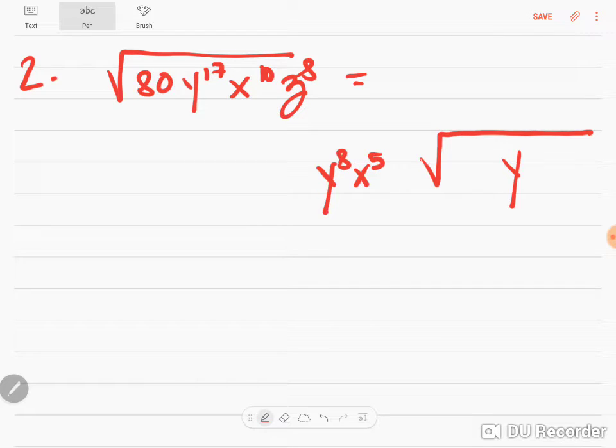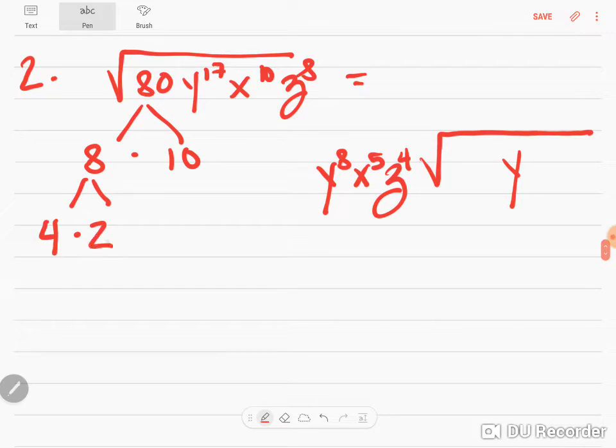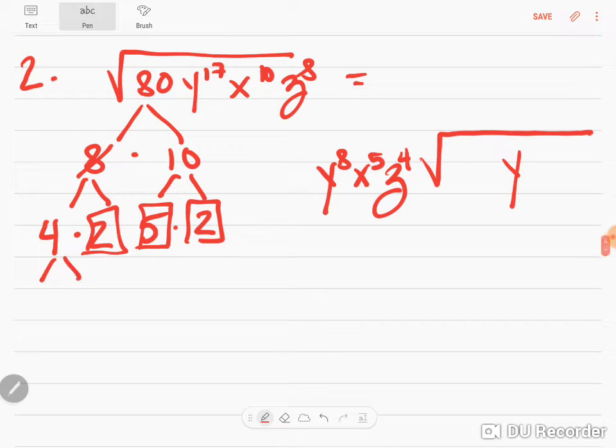And then I go to the z. 8 divided by 2 is 4. So I have z to the 4th with no remainders. And now I go to the 80. 8 times 10. I can break both these numbers up: 4 times 2, and 5 times 2. This is prime. This is prime. This is prime. This can be broken up more. So let's write what we have left. We have 2 times 2 times 2 times 2 times 5.